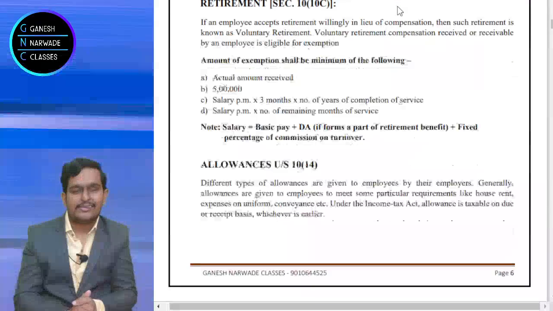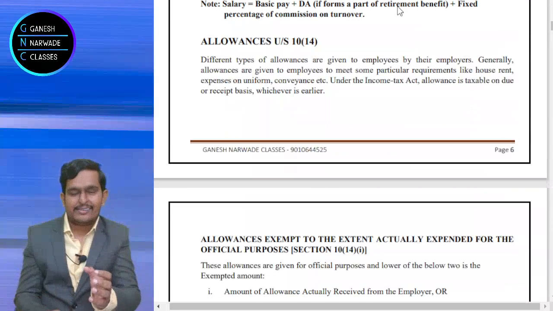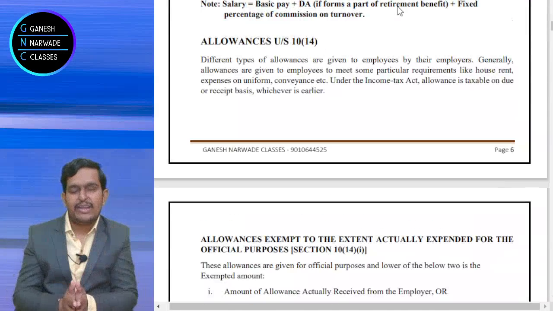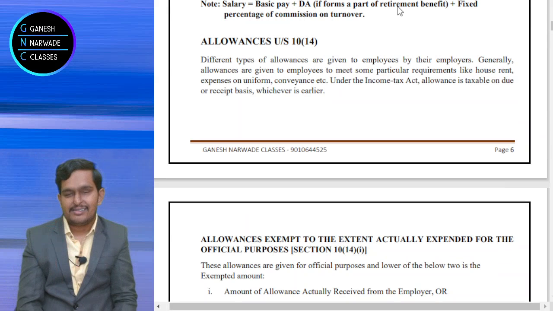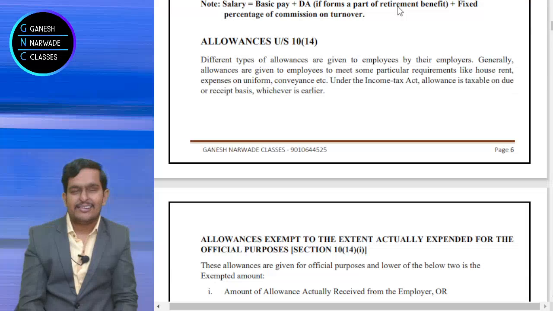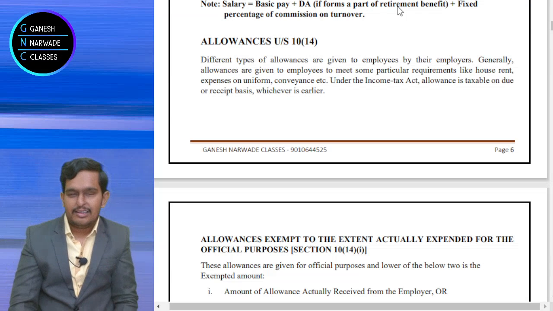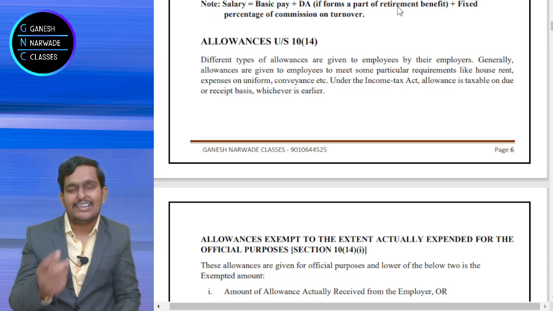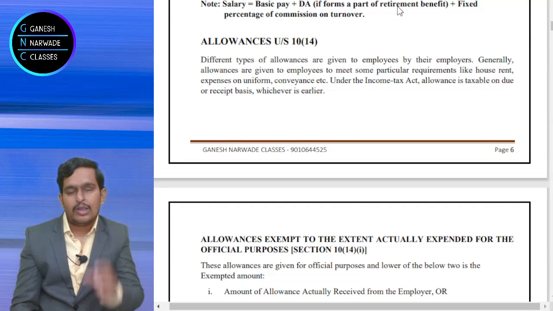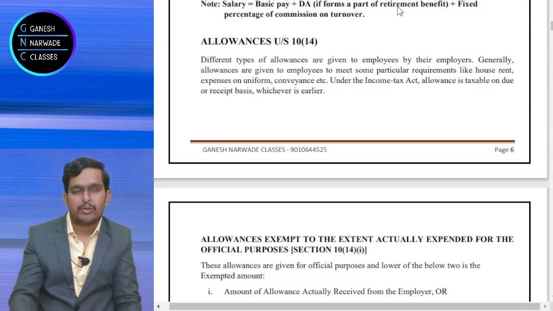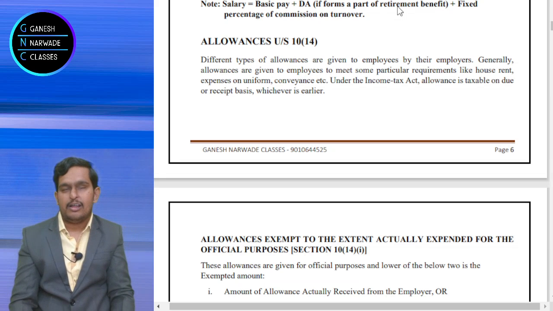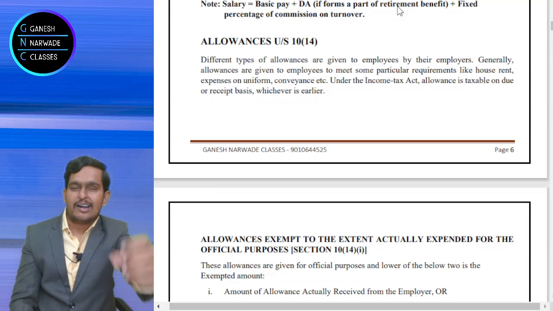So what is allowance? Allowance is a specific payment made for a specific purpose. Like, for example, tiffin allowance. Lunch allowance. So this is called tiffin lunch allowance, which we discussed. So allowance is given for a specific purpose. House rent allowance, money given to pay your rent. Entertainment allowance, to go and enjoy yourself.